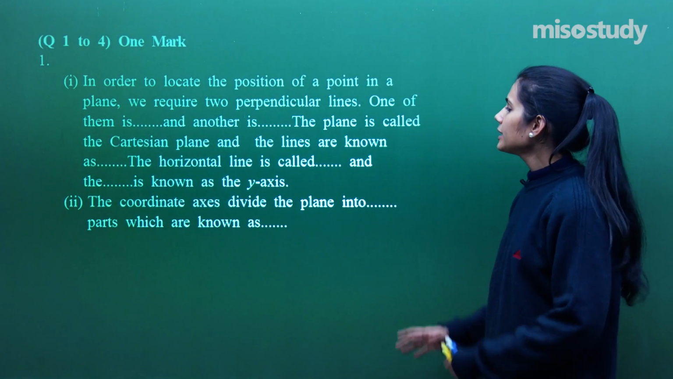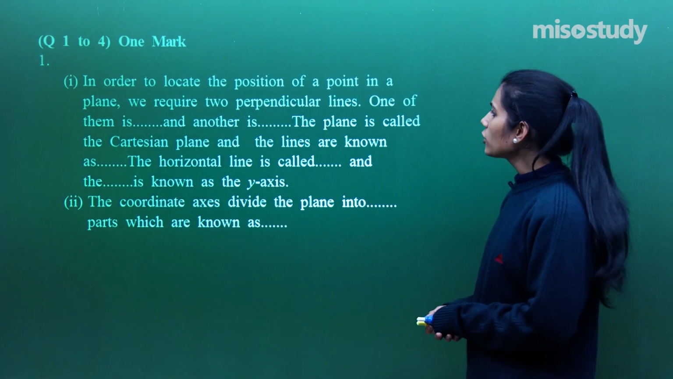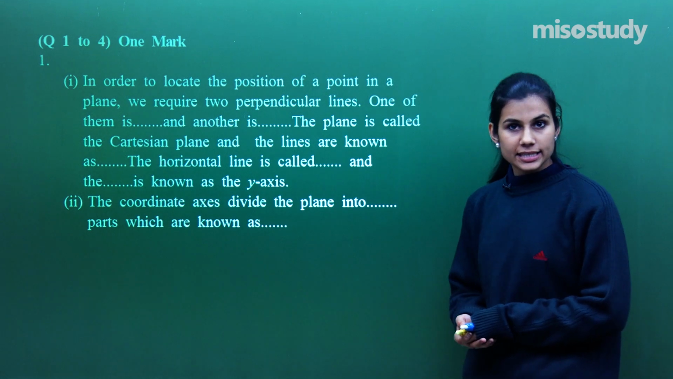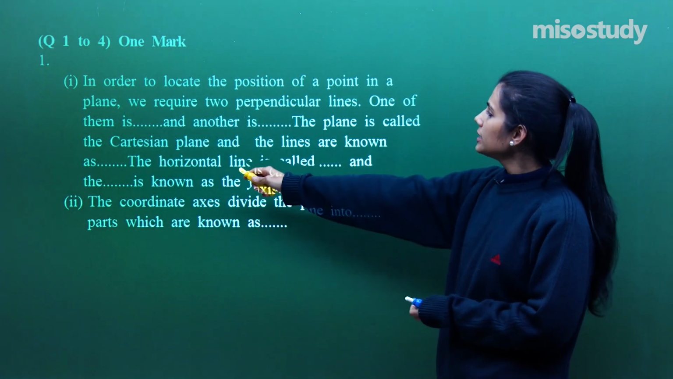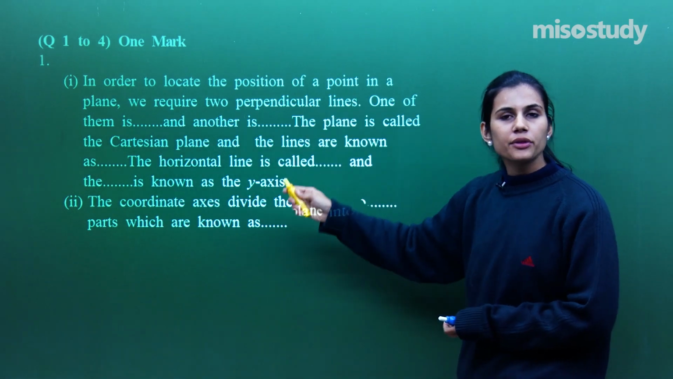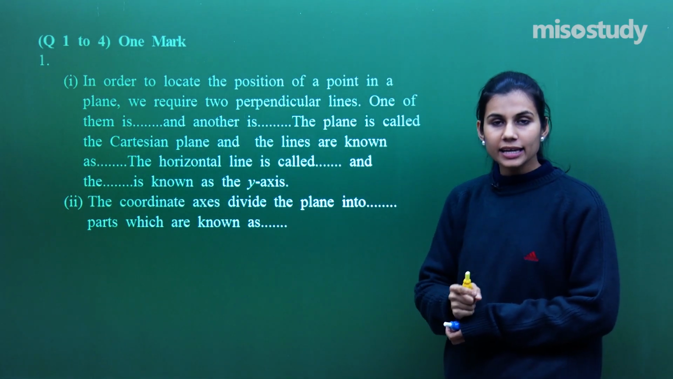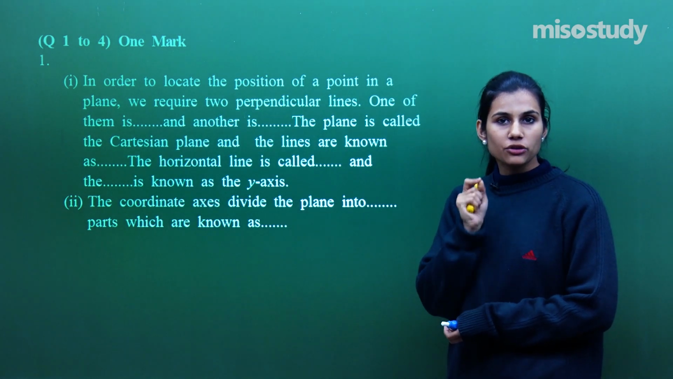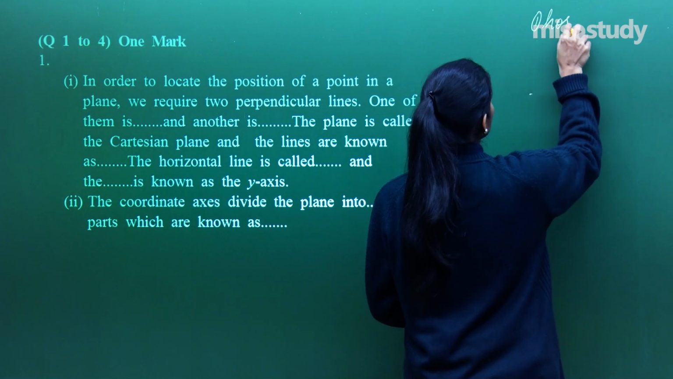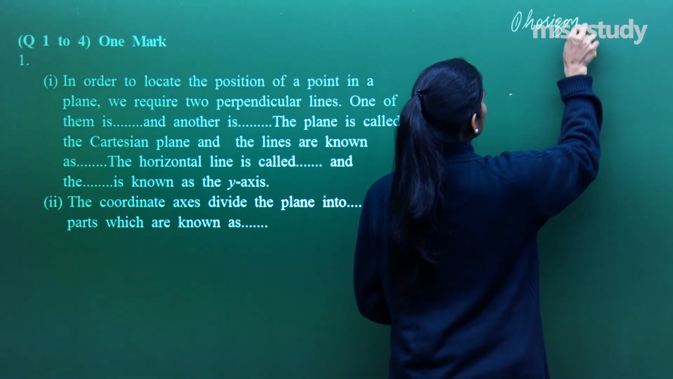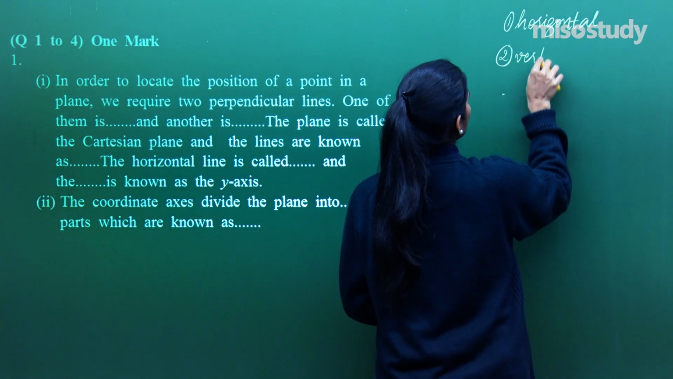It is saying that in order to locate the position of a point in a plane, we require two perpendicular lines. Yes, that's true. One of them is horizontal and the other is vertical. Both are mutually perpendicular to each other. So the first blank is going to be horizontal. We require one horizontal line and we require one vertical line.